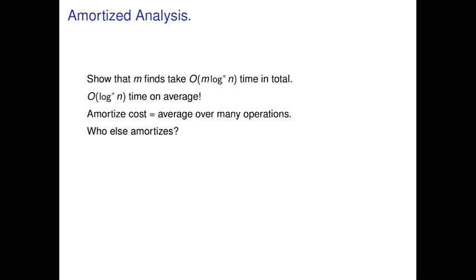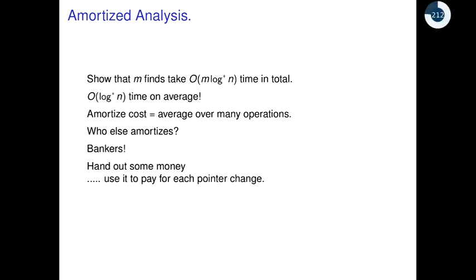So who else amortizes? Bankers amortize, I guess. I don't know whether that's true, but I think they do. And they hand out money. So how do you amortize? We're going to talk about money here. We're going to hand out some money and use it to pay for each pointer change. Remember in path compression, when we do a find, this node needs to change its pointer. We're going to give him some money to change his pointer. If he has some money, he'll say, okay, I'll take one of the dollars you put in my account, and I'll change my pointer.